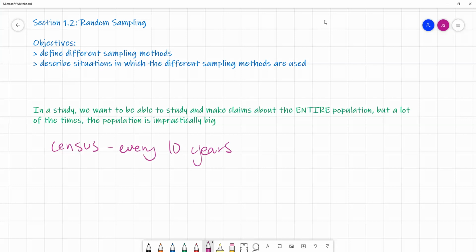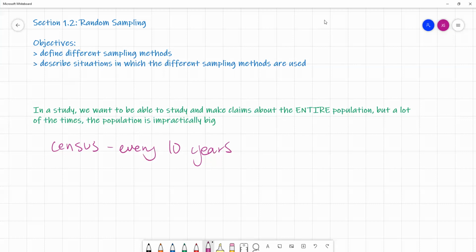They only do this every 10 years because there are a lot of people in the United States. And so it's done every 10 years, taking the time and hiring a lot of people to go around and collect that information from each household. And in other cases where it's not as important as a census, we take a sample, okay?